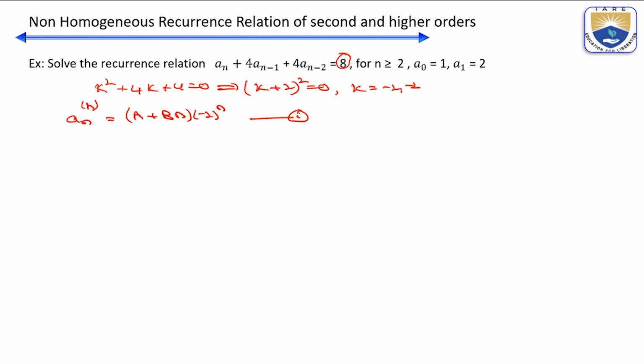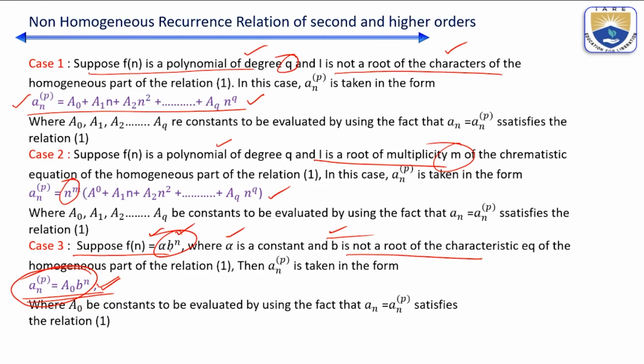Now we are going to find the solution for the non-homogeneous equation. For that, we find the assumed particular integral. Now let us go for the right hand side. The right hand side, f of n, is a polynomial of degree 0. And moreover, 1 is not a root of the auxiliary equation. So if 1 is not a root of the auxiliary equation, then the assumed solution is a polynomial of degree q. So here it is a polynomial of degree 0.